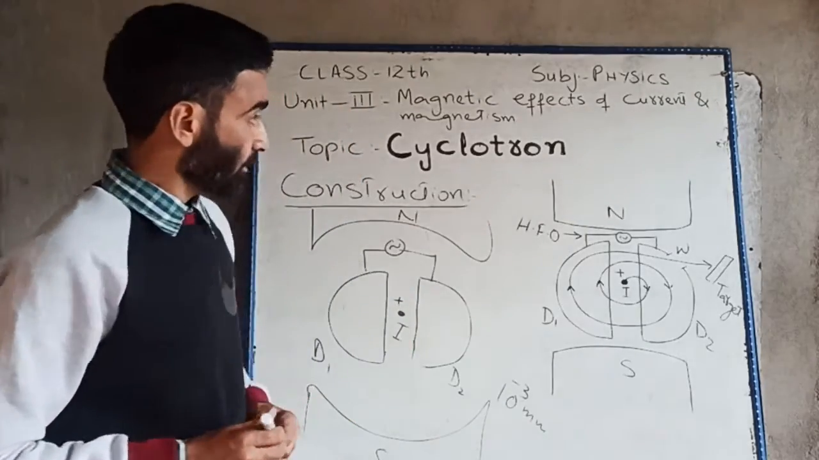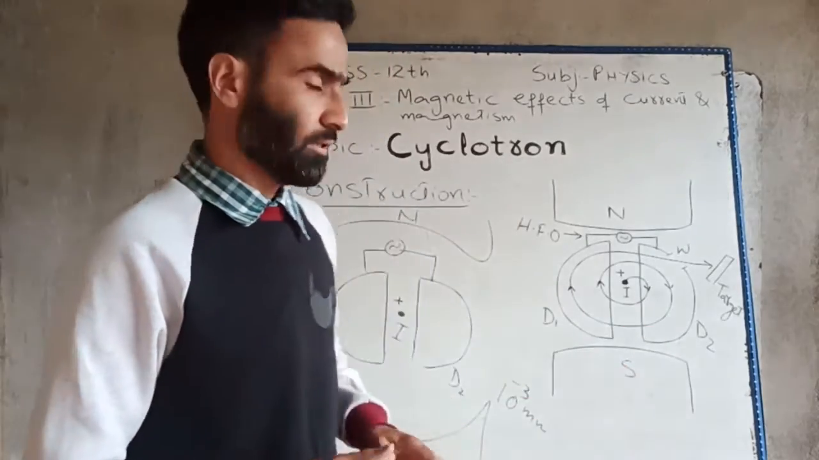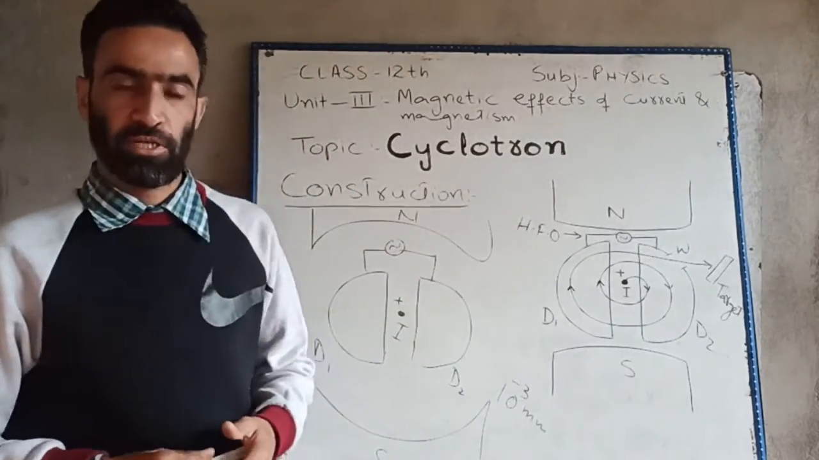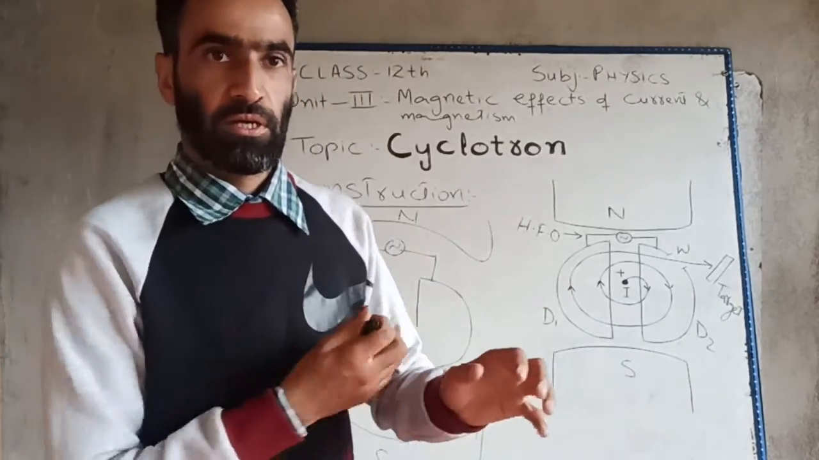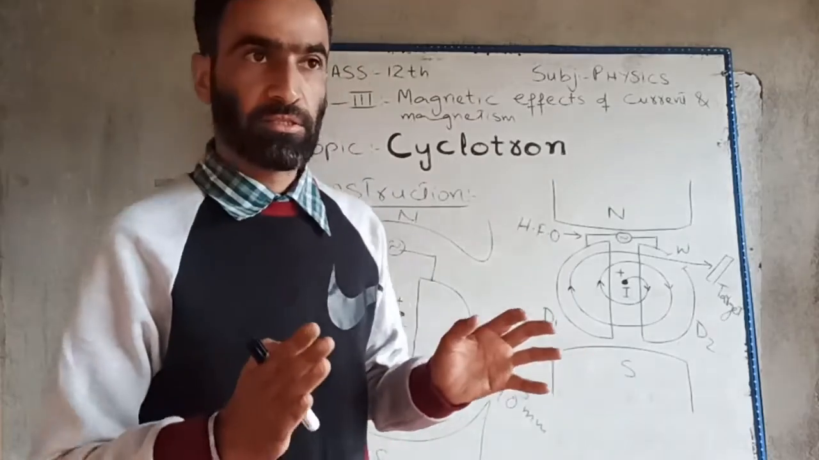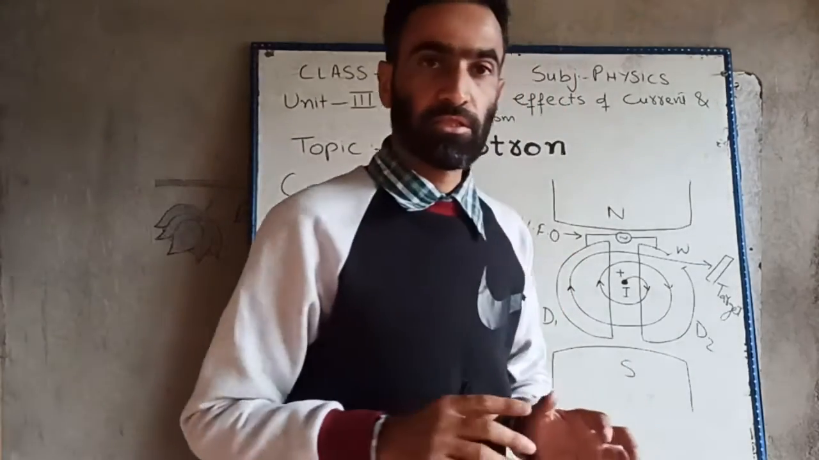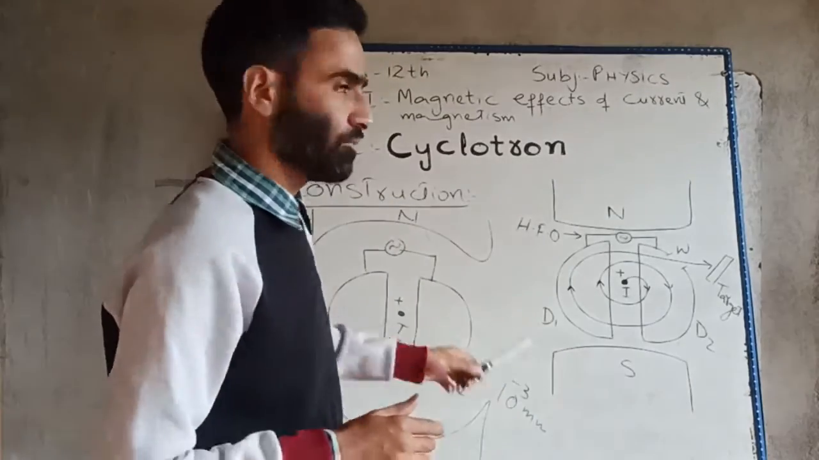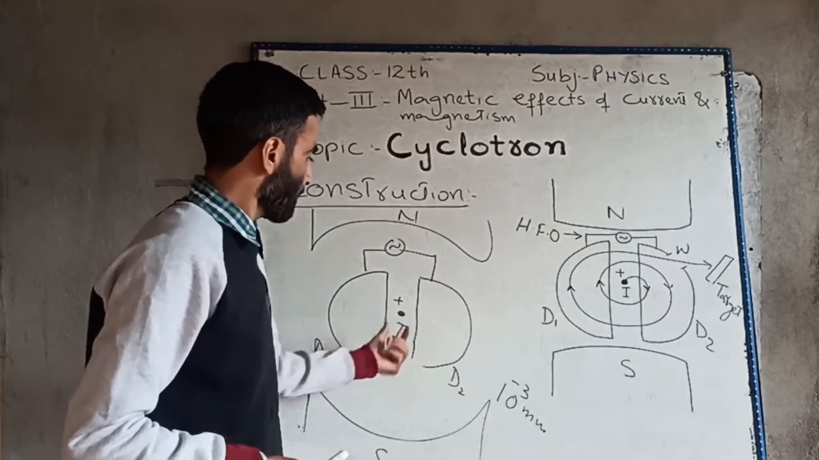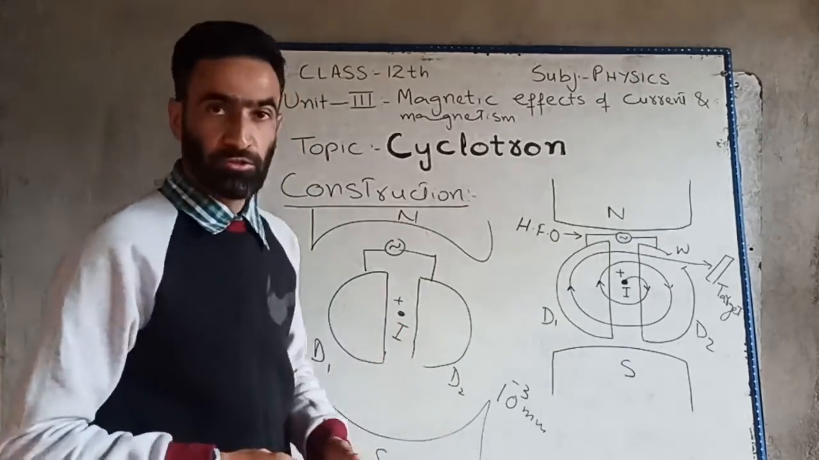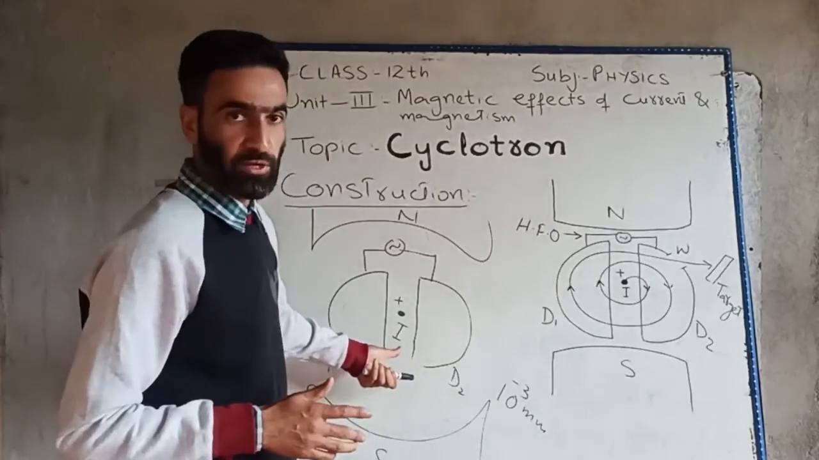So this was all regarding the construction of this cyclotron. Let me repeat it. It consists of two hemi-cylindrical, meaning semi-cylindrical containers, which we call Ds, D1 and D2, which are kept horizontally. They are separated by some gap, which contains the ion source, the positively charged source in the gap. Let it be denoted by I.